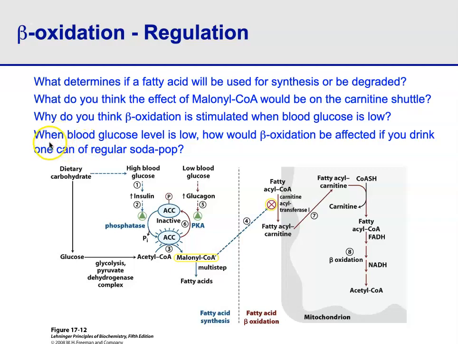All right, here's another question. When blood glucose level is low, meaning that there is no malonyl-CoA to inhibit the carnitine shuttle, glucagon is stimulated, glycogen degradation is stimulated, fatty acid degradation is stimulated. How would beta oxidation be affected if you drink 1 can of regular soda pop?